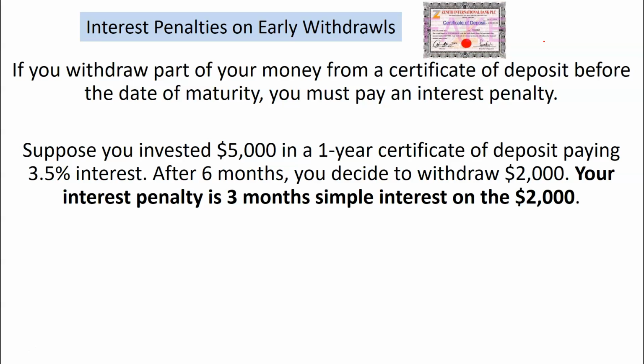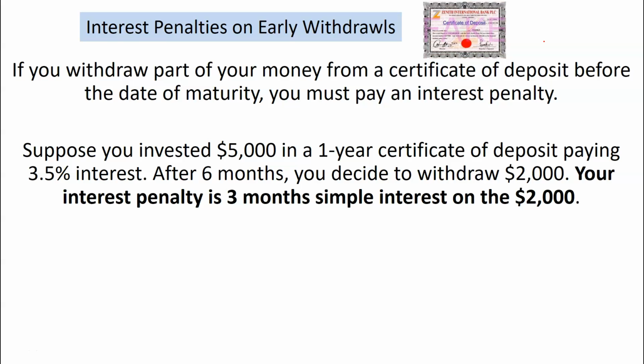But if something happens, maybe your car breaks down and you're like, oh, you know what? I do need that money now. If you do what's called an early withdrawal, you take it out before it's matured. The maturity date is how long you agreed you were going to leave it in there.